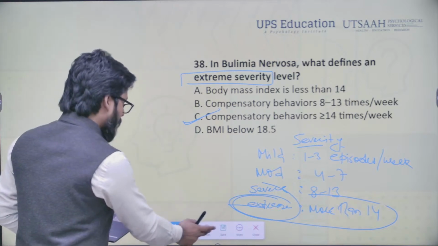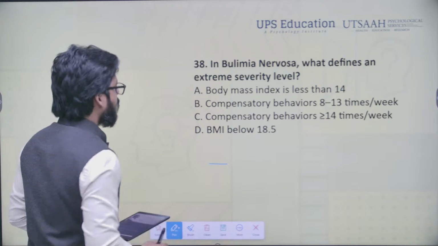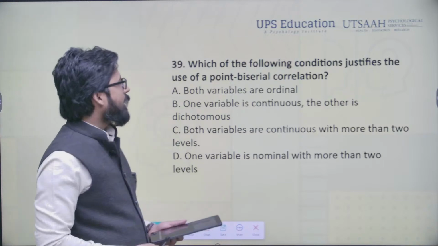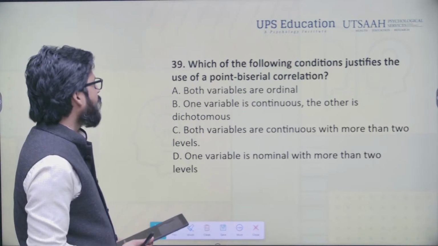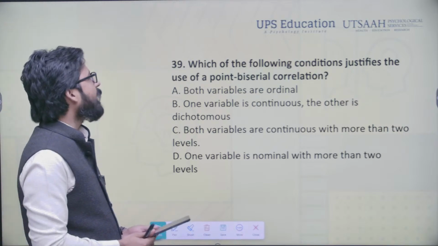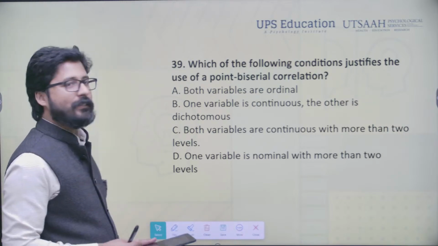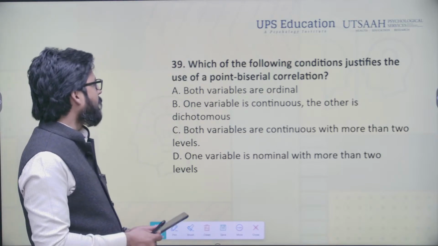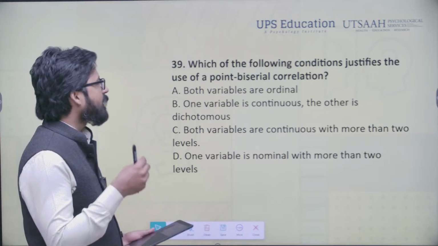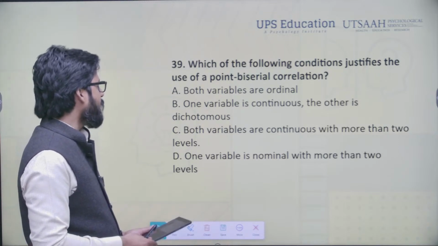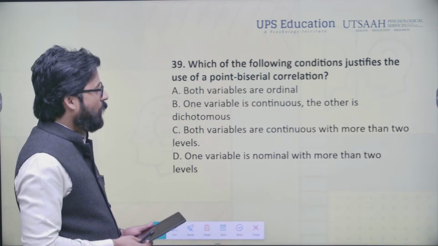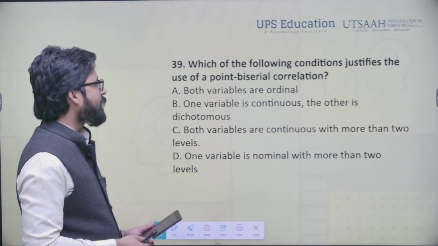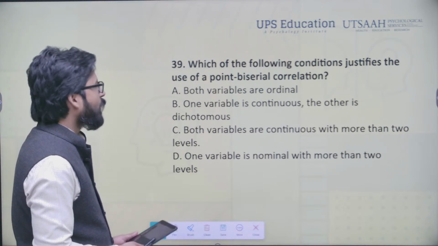Okay, now we are moving ahead, and this is the second last question that we are discussing. Question is, which of the following conditions justify the use of point biserial correlation? Options are: A, both variables are ordinal; B, one variable is continuous, the other is dichotomous; C, both variables are continuous with more than two labels; and D, one variable is nominal with more than two variables.